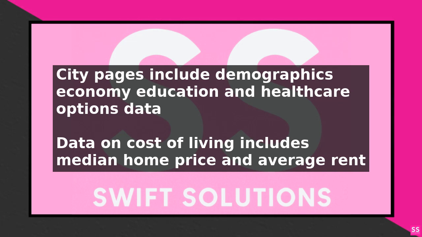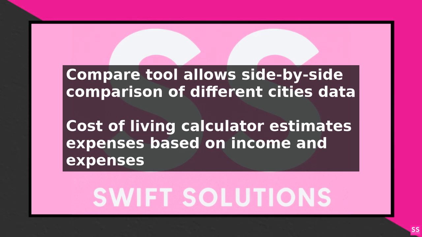In addition to the Compare tool, Best Places also provides a cost of living calculator, which can help you determine how much it will cost to live in a particular city or town. To use this calculator, simply enter your income and expenses, and the website will provide an estimate of how much it will cost to maintain your current standard of living in the area you are interested in.